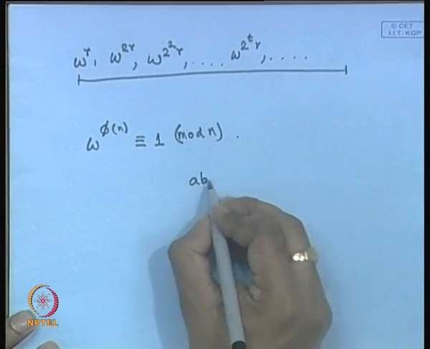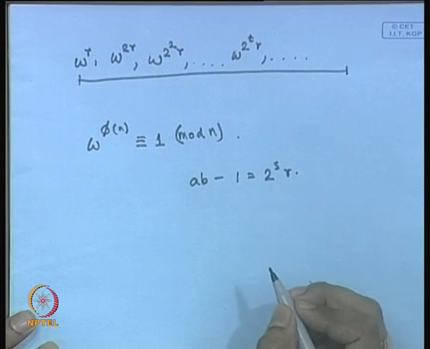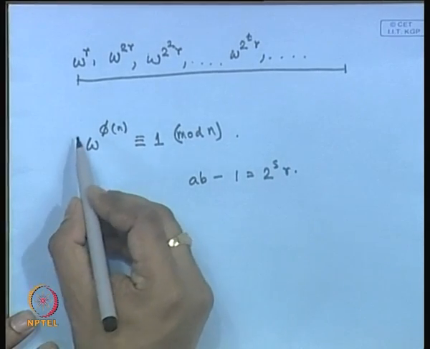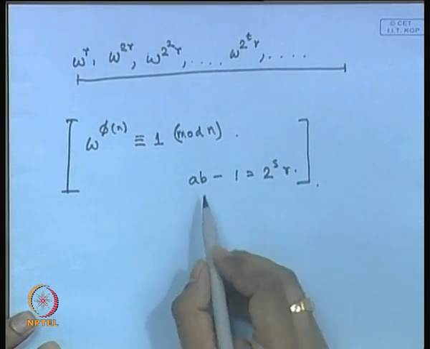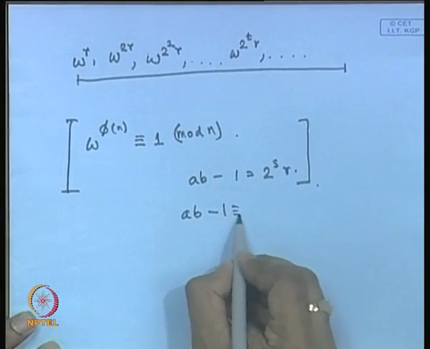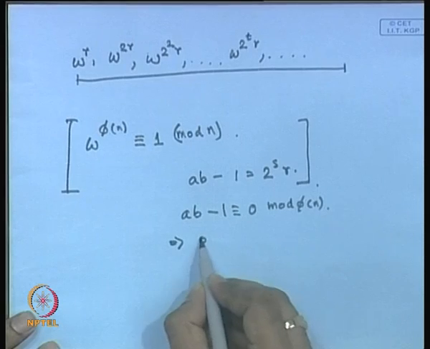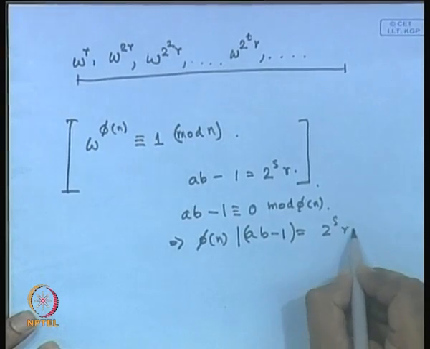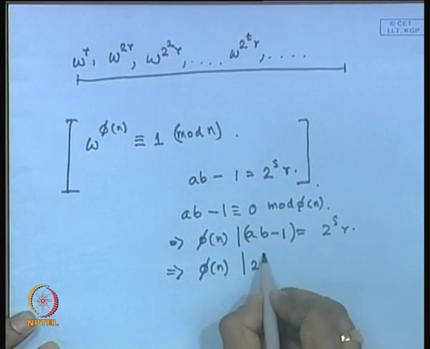We had this a to the b minus 1 is equal to 2 to the power of s r. So from here it follows that you have omega power phi n is equal to 1 mod n, and you have a to the b minus 1 is equal to 2 to the power of s r, and you know that a to the b minus 1 is equal to 0 mod phi n. So, what does it mean? It means that phi n divides a to the b minus 1, which is equal to 2 to the power of s r. So, that means that phi n divides 2 to the power of s r.